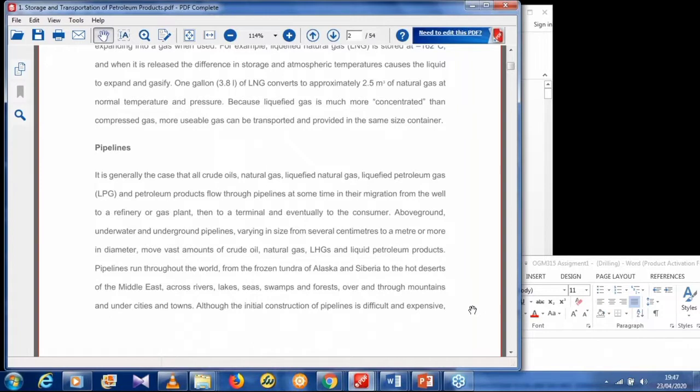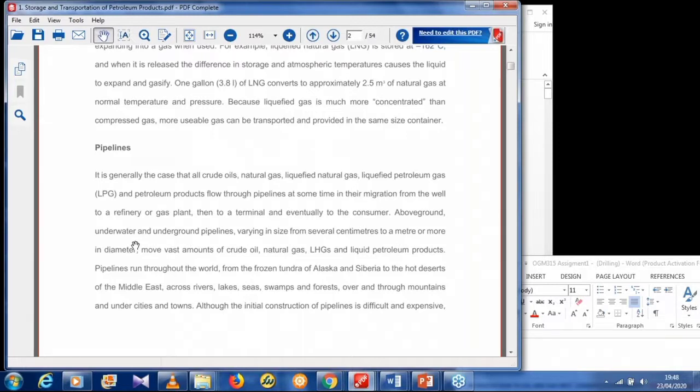Now, in the transportation of petroleum products or crude oil using pipeline, we usually have two basic categories: number one, the above ground installation, and number two, the underground installation. The above ground installations are those that we see on the surface. They are usually found at the surface and they are easy to access.